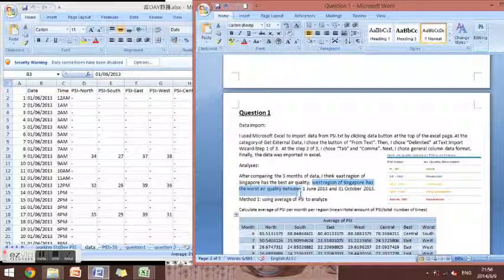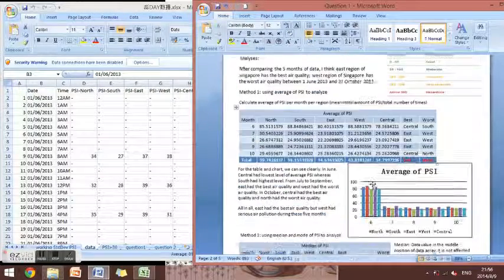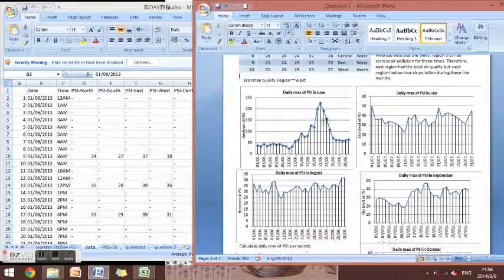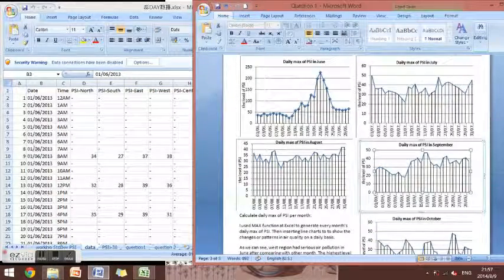The West region of Singapore has the worst air quality between June 1st and October 31st. As we can see here is the worst air quality region, which is the West region. How can I get these 5 charts?